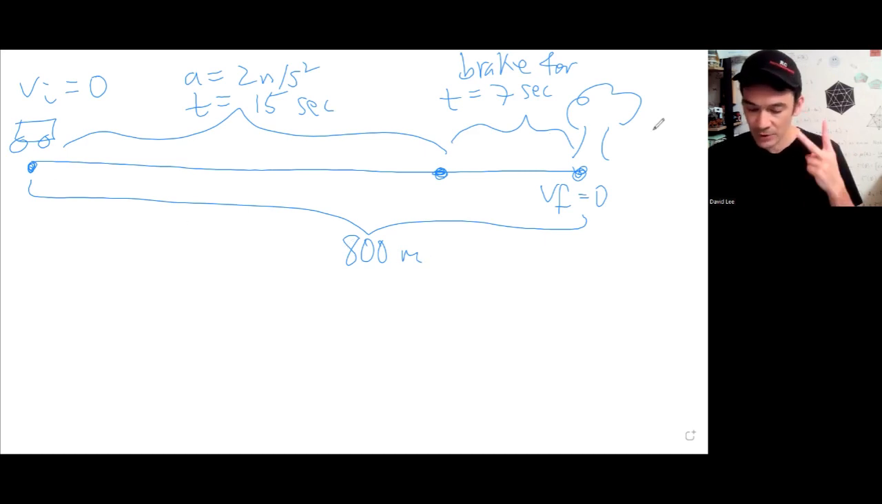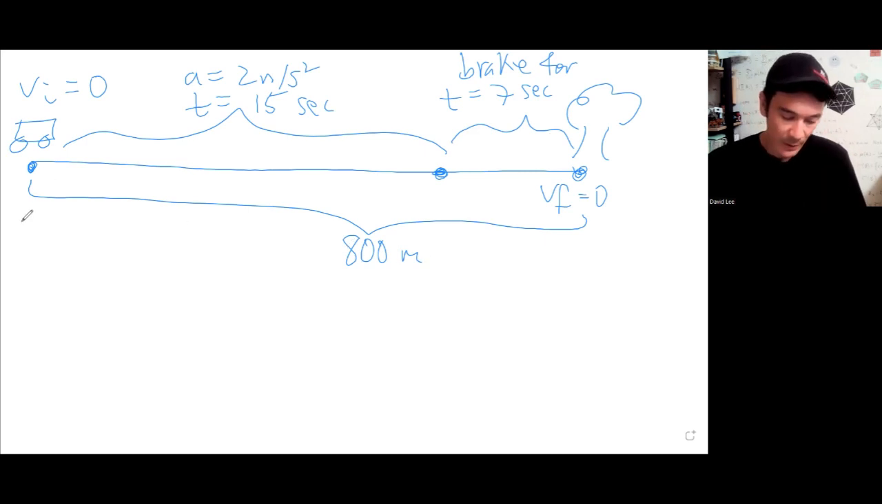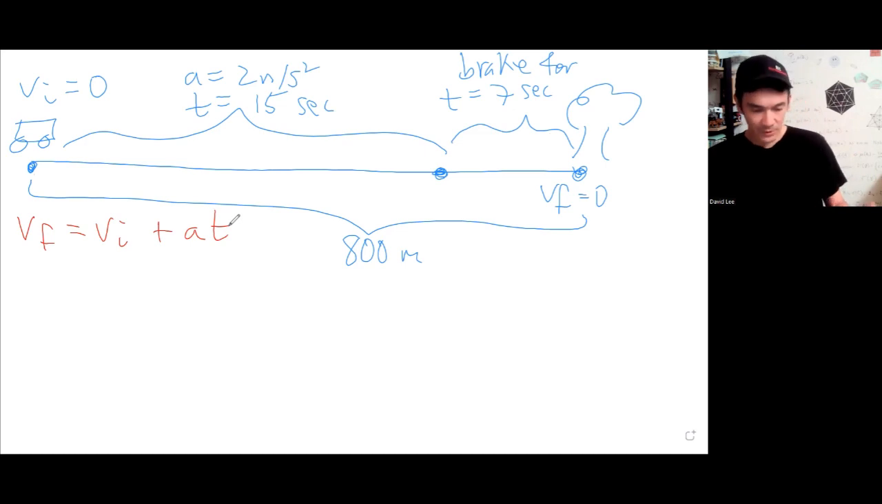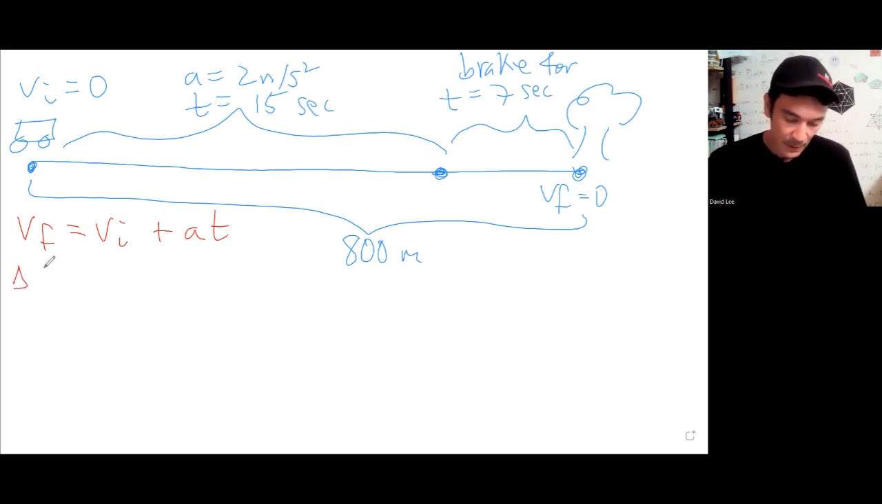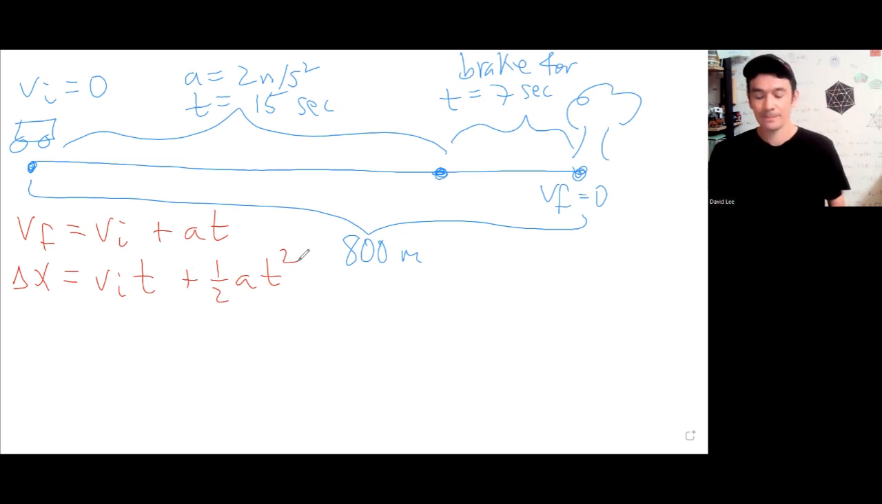To accomplish this, we need two equations. One of the equations was the one we just used, actually. Right? Final velocity is initial velocity plus acceleration times time. Another equation we need is this. The change in x, the change in the horizontal, is equal to initial velocity times time plus 1/2 times acceleration times the square of time.